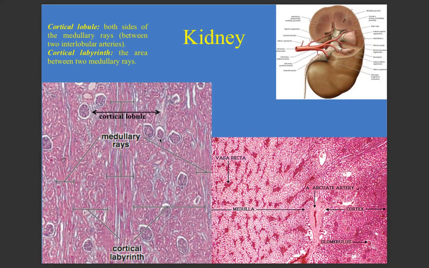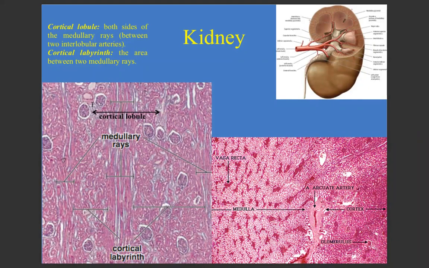And when we're talking about the cortex of the kidney, we usually can distinguish a small cortical unit called the cortical lobule, which is located at both sides of one medullary ray, so between two interlobular arteries. This is a histological unit of the kidney. The functional and smallest unit of the kidney is the nephron.